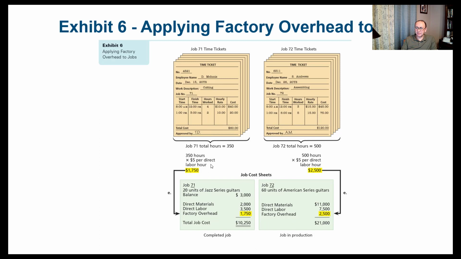So let's assume that this is a completed job in this case here, and this is still in production. So if job 71 is completed, then this is calculated as part of the total job cost, where we have the direct material, direct labor, and the factory overhead.